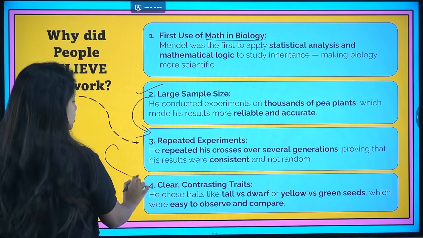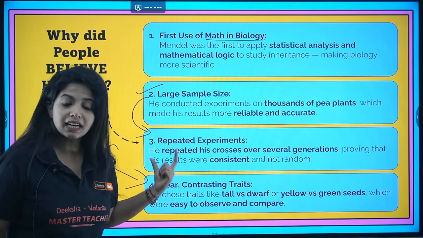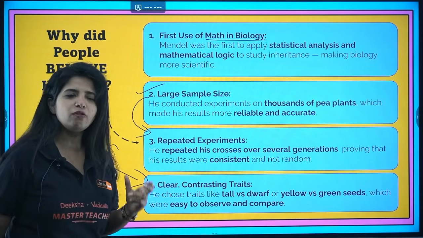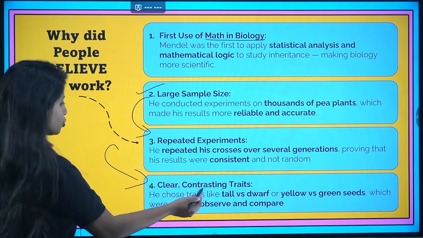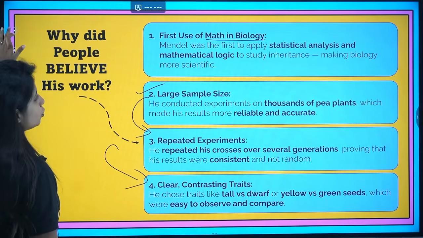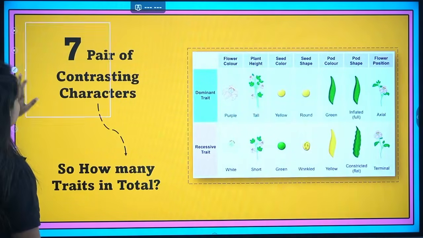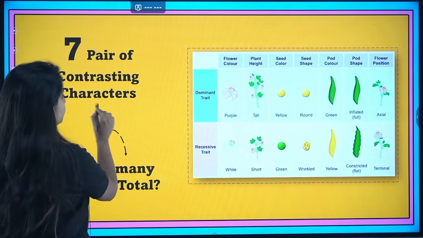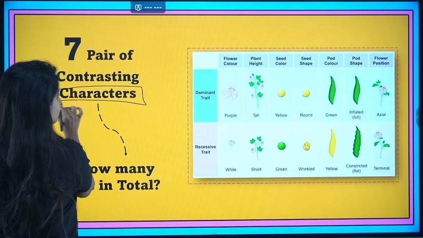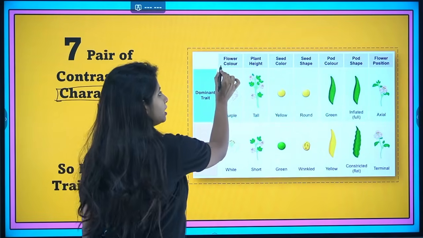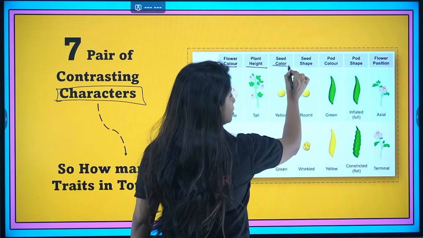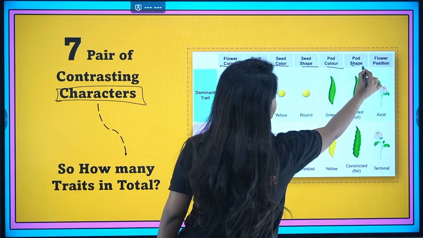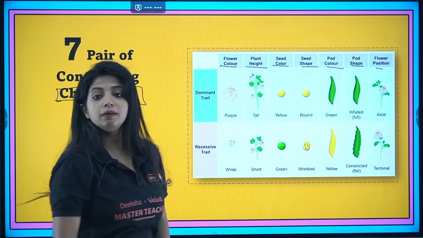And now the fourth reason is that he chose a plant that had clear and contrasting traits. What do you mean by that? So basically, he chose the plant, what? Pisum sativum, I told you. And when I'm saying that it has clear and contrasting traits, I mean that in this particular plant, there were 7 characters. Characters as in, for example, flower color, plant height, seed color, seed shape, pod color, pod shape, and flower position. So there are multiple characters.